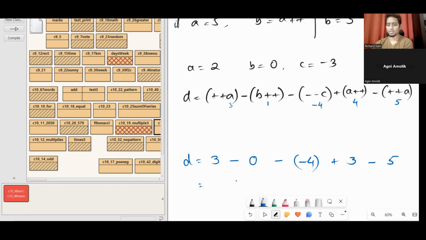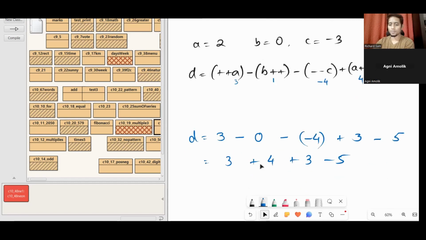And then we add all this. So 3 minus 0, that's 3. Here minus minus 4 means plus 4. Plus 3 minus 5. Okay, so what's the answer? 3 plus 4, 7. 7 plus 3, 10. 10 minus 5, 5 is the answer.